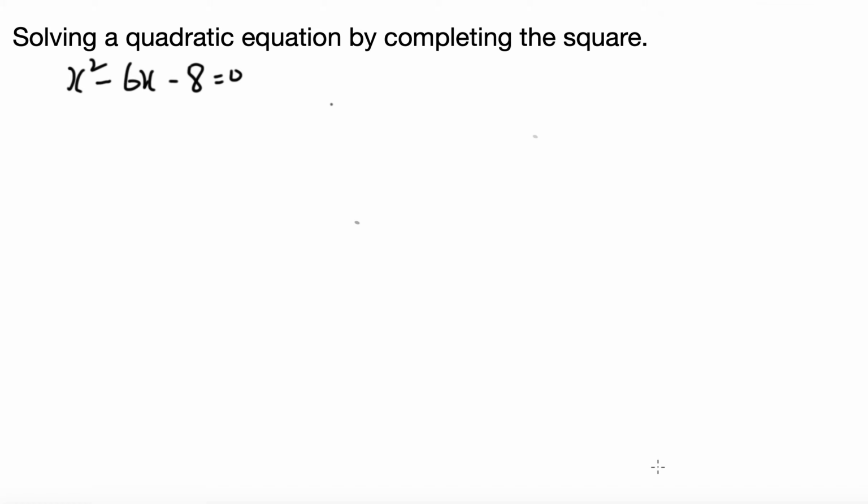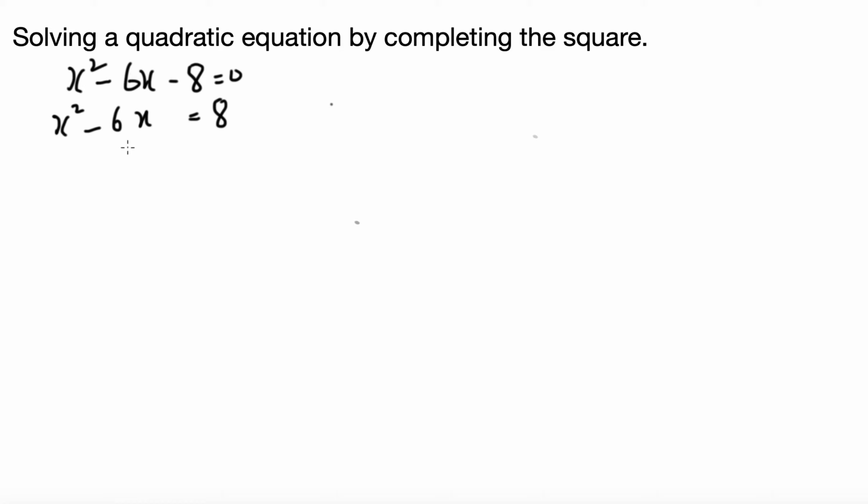Hi, we need to solve this quadratic equation by completing the square. First of all, we will move the constant to the right. Sign would change.